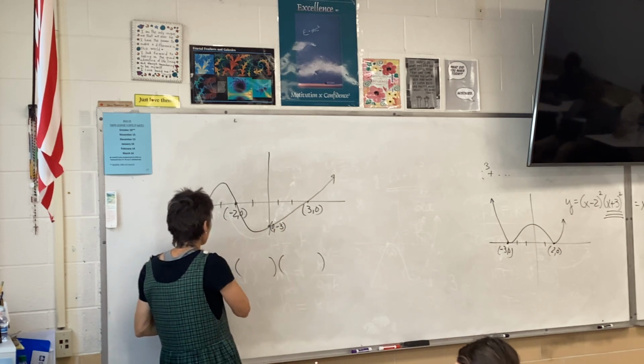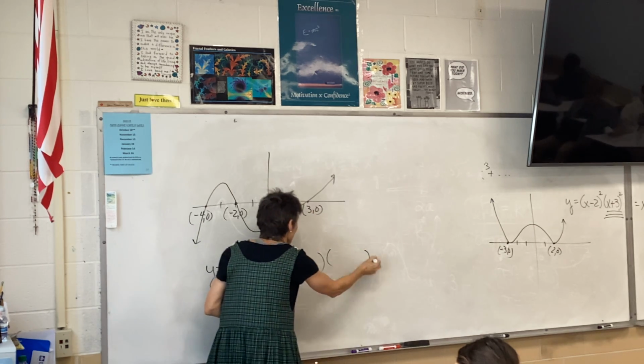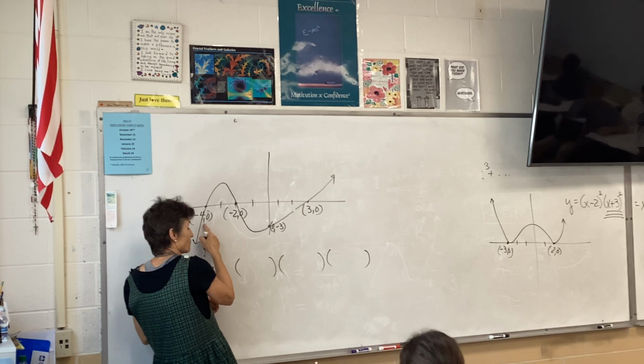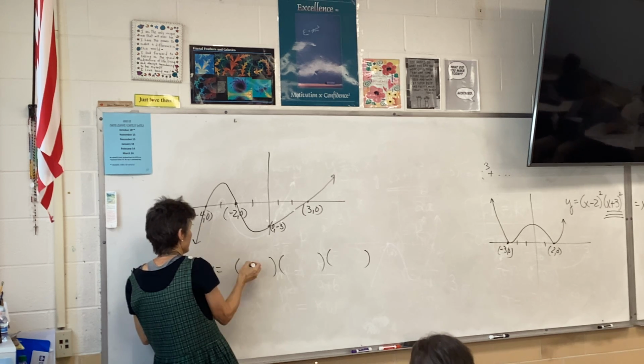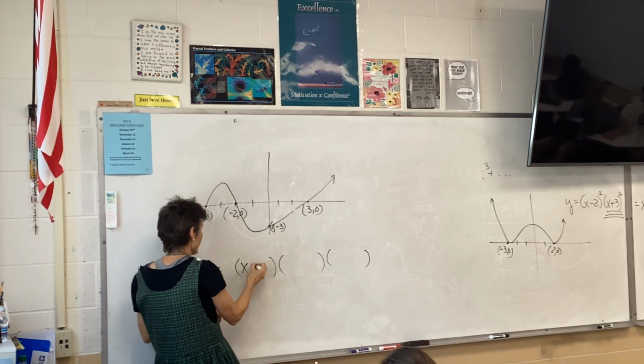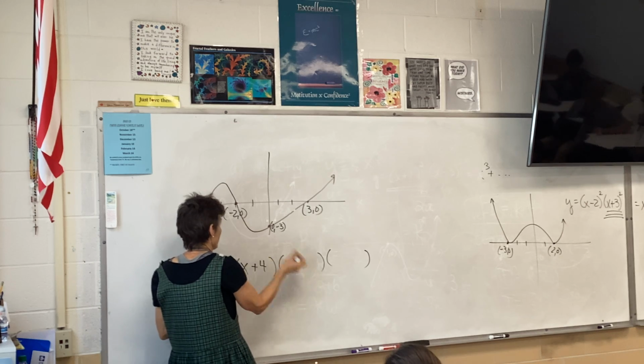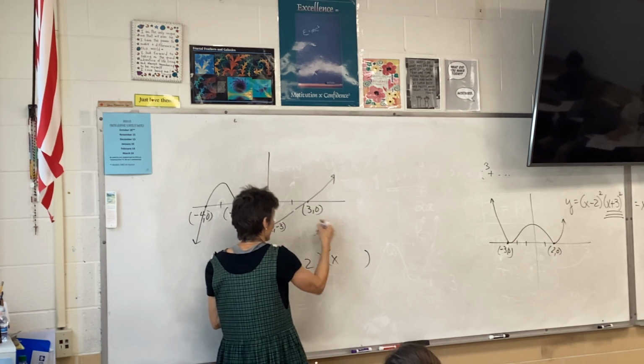So what would the parentheses be? There's going to be 3 of them. What will they be? X plus 4, X plus 2, X minus 3.